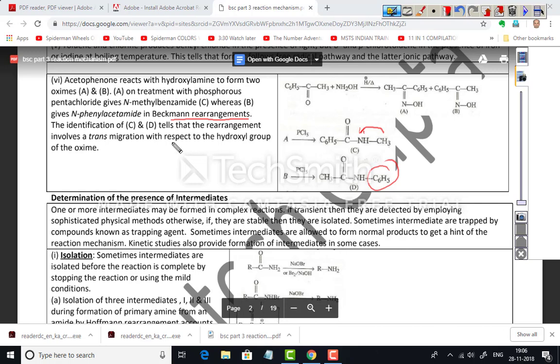So I'm not going to talk about the Beckmann rearrangement. The identification of C and D tells us that the rearrangement involves a transmigration with respect to the hydroxyl group of the oxime. So it is something like this. Say we have CH3 C double bond, and I make it Ph, and this becomes NOH. The medium is acidic, so it becomes something like this. It goes off, so we have CH3C double bond N plus, and Ph is over here.